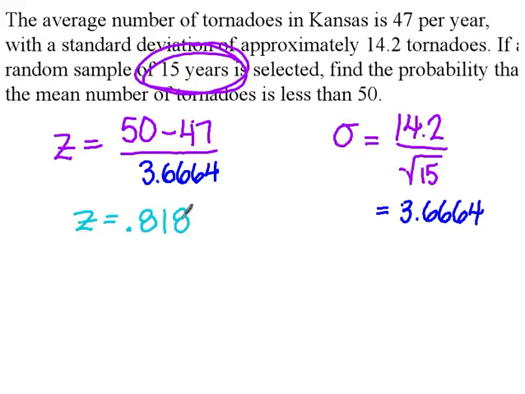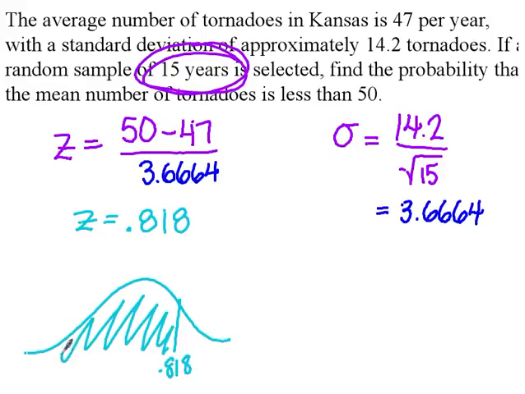What z-value do you get? 0.818. So now let's think about that. It says less than 50. So you have your normal distribution here. 0.818 is roughly here. And less than means which way are you going to shade? Left. So you're going to go ahead and do your normal CDF on your calculator.